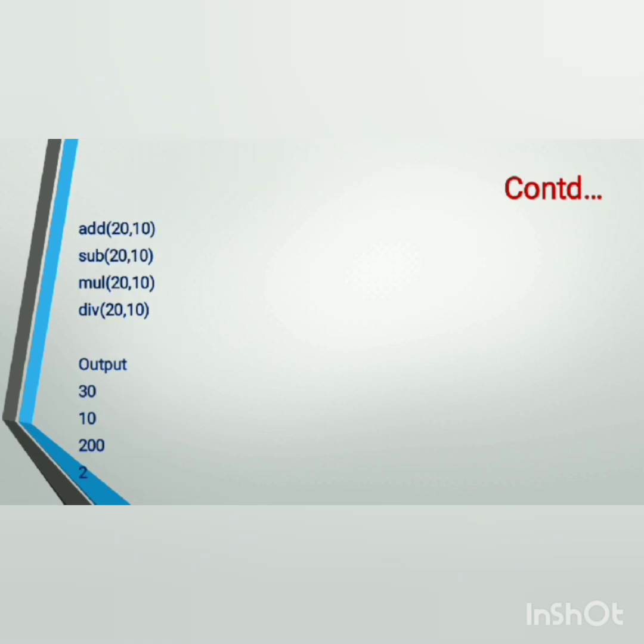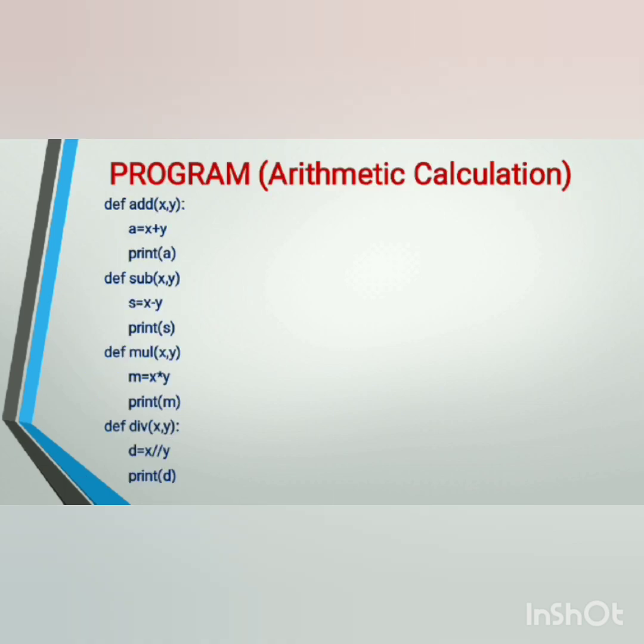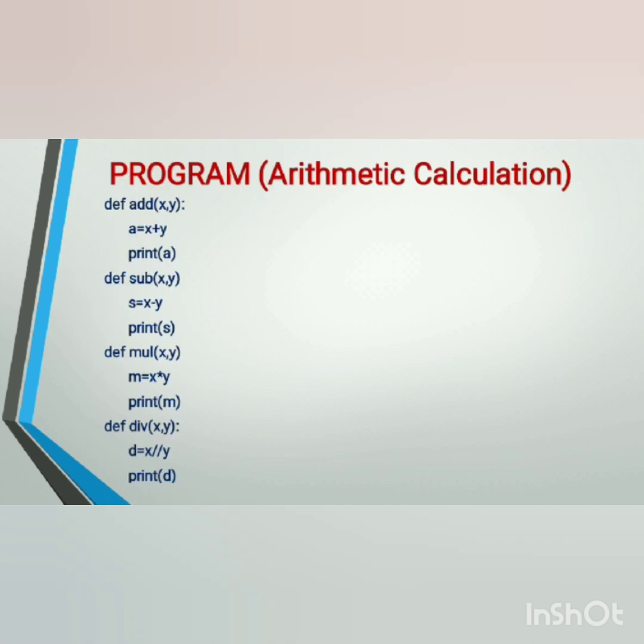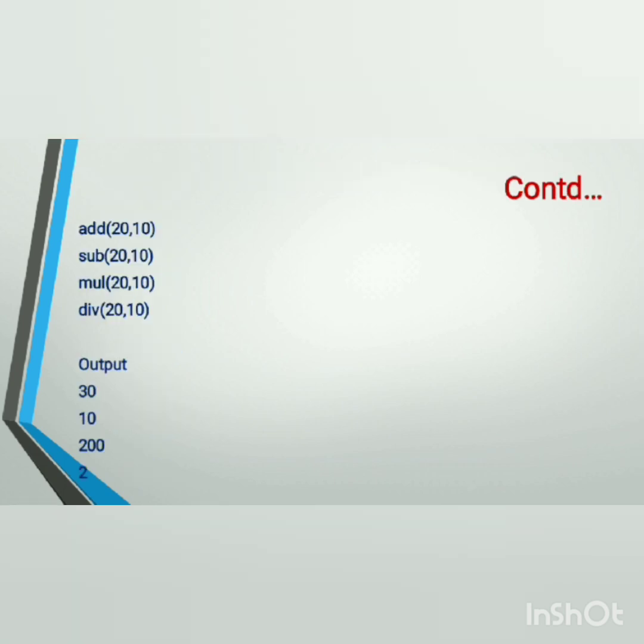Next, again control comes to the function calling div 20, 10. Here 20 is assigned to x, 10 is assigned to y. 20 double slash 10, so your answer 2 is assigned to d. It will print the value of d. So your answer is 2. Likewise it will work. In this program we are using 4 function definitions and 4 function callings. It will work one by one.